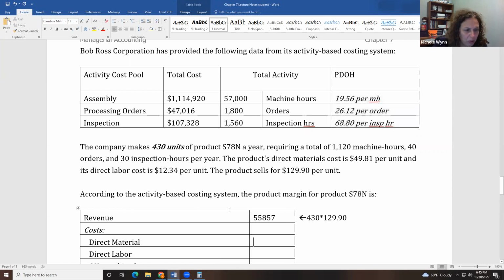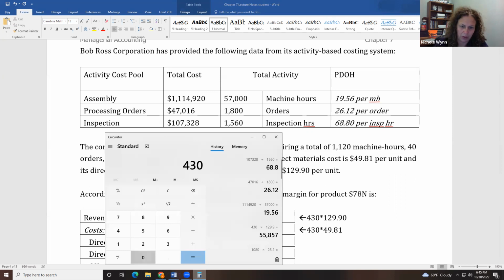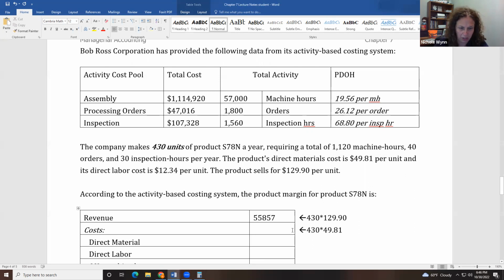So our first cost is direct material. It says direct material costs are $49.81 per unit. And again, we make 430 units at $49.81 each, which is $21,418.30.